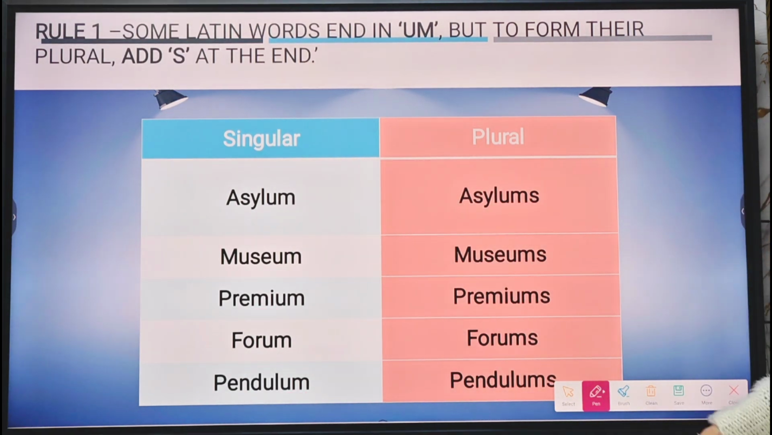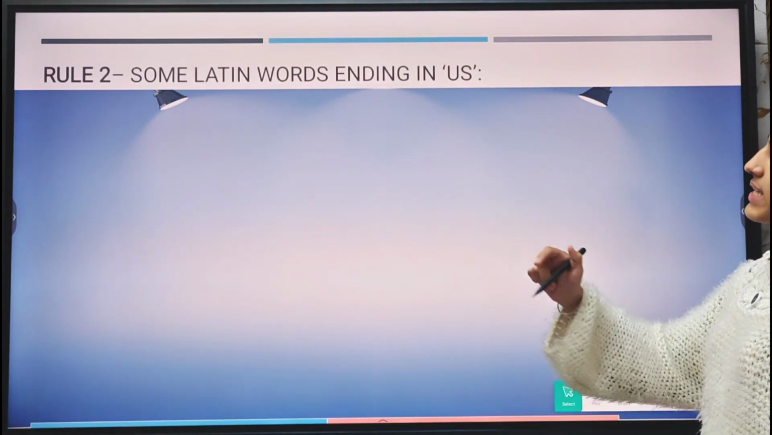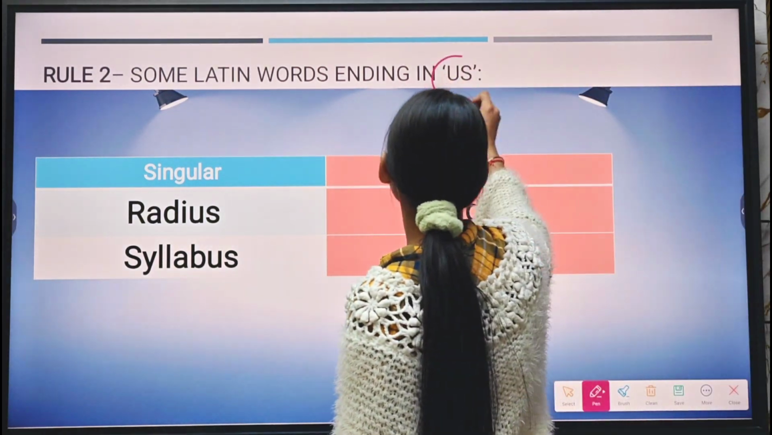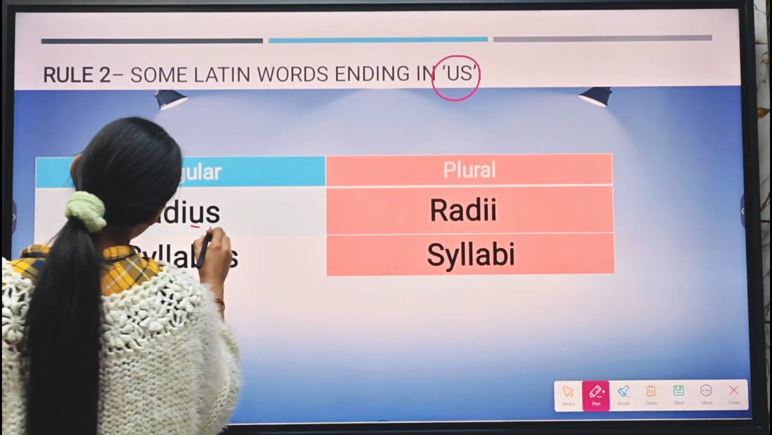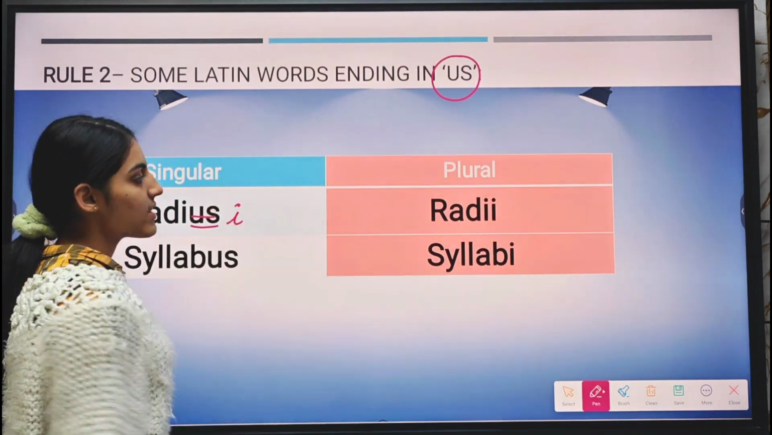All right. Now moving on to rule number 2 that we have. Rule number 2 says some Latin words ending with us, we will change them. These words end with us, and by removing us, we will just add i to it.